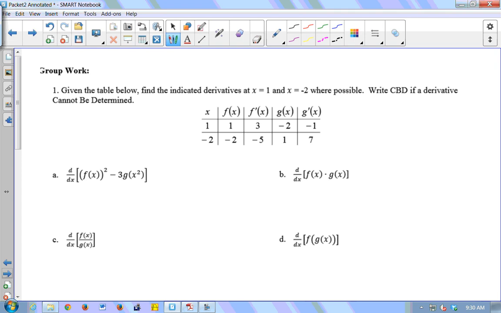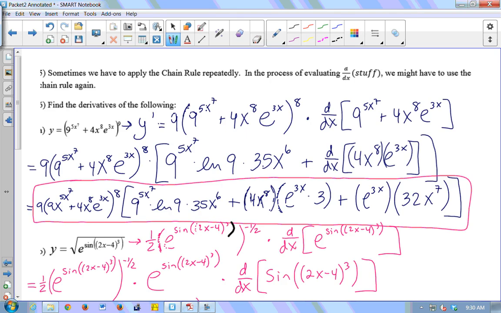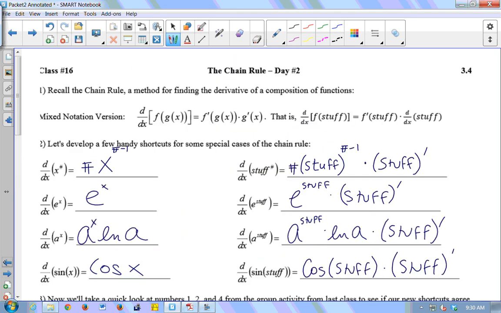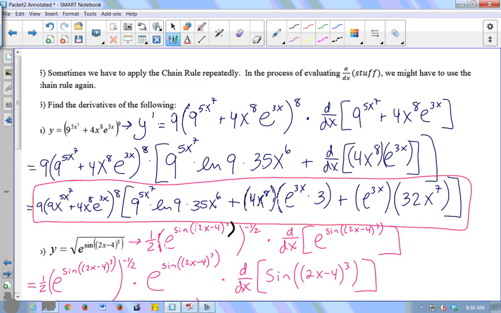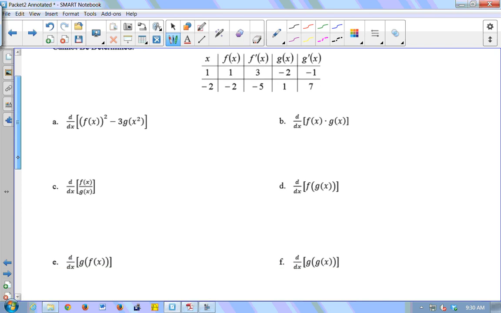Okay, some more stuff for you to work on. I've given you some values, kind of like the problems we did a little earlier in class, like number 4 here. Giving you some values, and you are to find some derivatives.